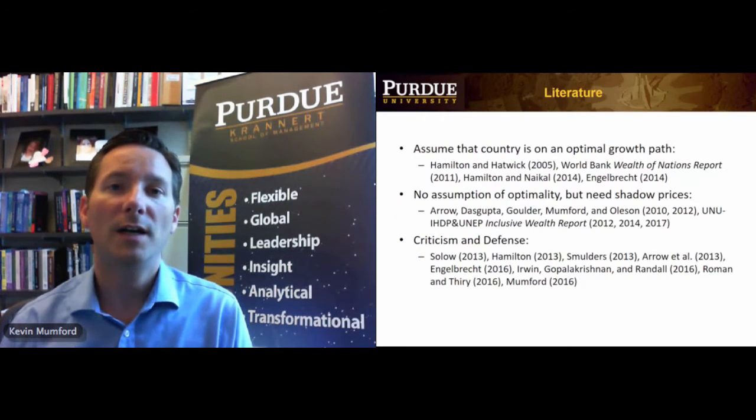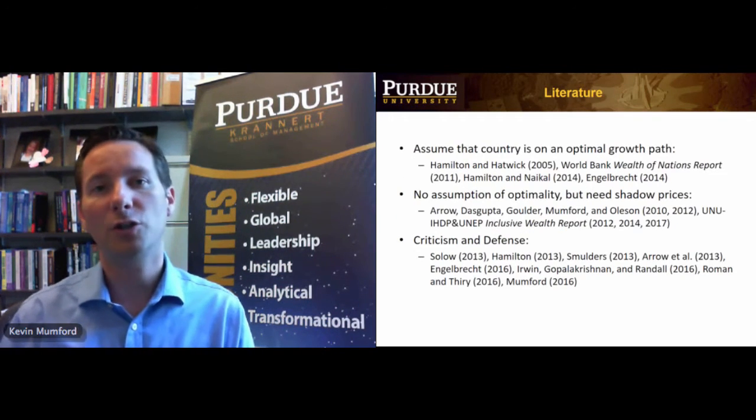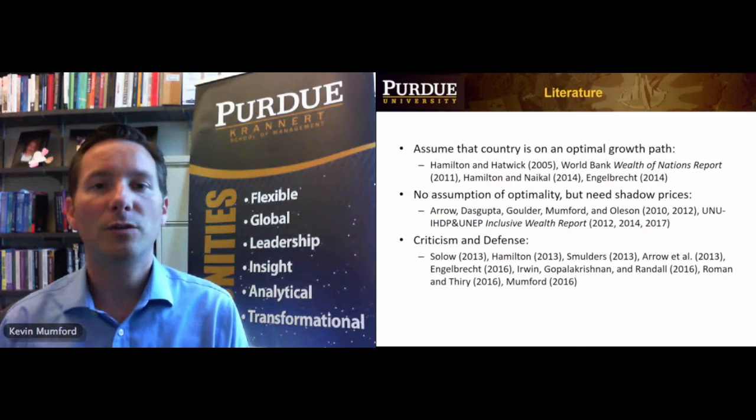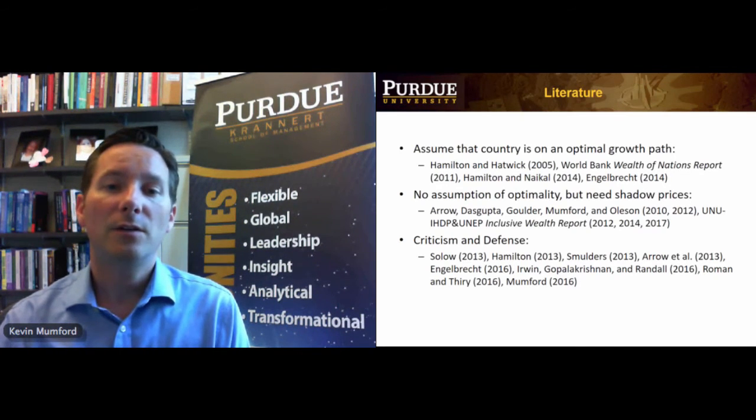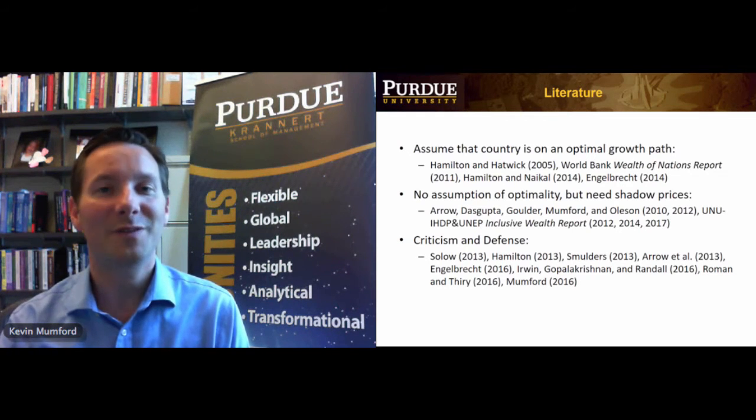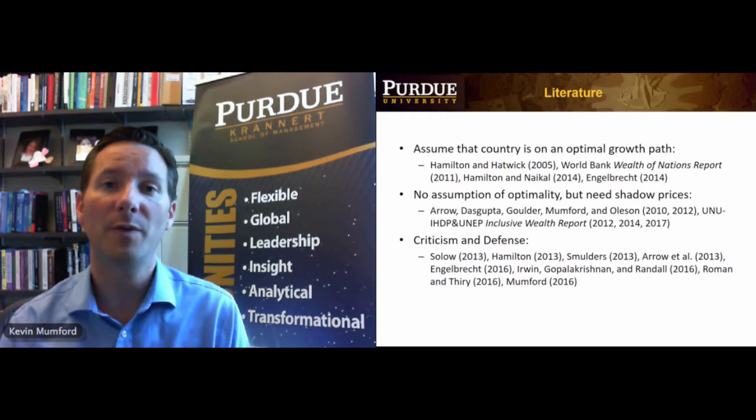Okay, so winding down here, and then I'm going to show you some data. I'll just give you a quick picture of the literature on this. There's two main streams of literature. One is that there's some early work by the World Bank, and particularly by Hamilton, showing that you can measure all of this stuff easily if you assume that every country is on an optimal growth path. And the group that I'm mostly involved with has been showing that you can still measure this stuff with added assumptions about shadow prices, even if you don't assume that we're on an optimal growth path.